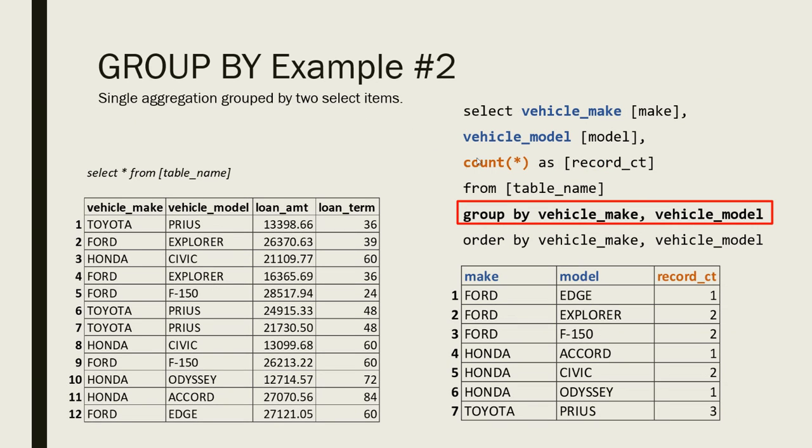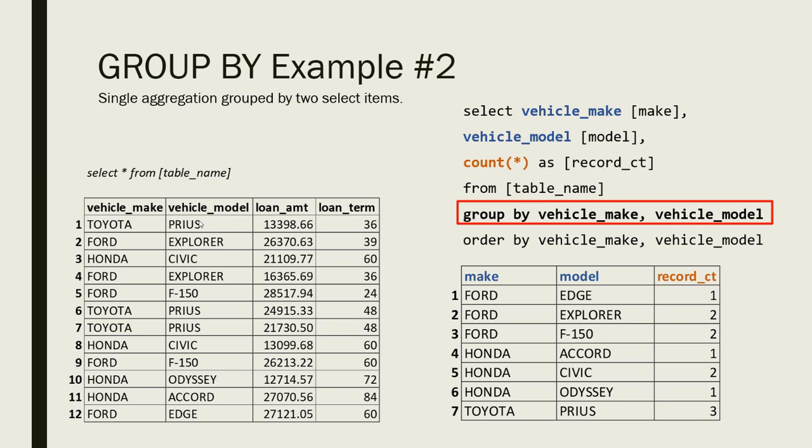Moving on to the next example, same aggregation, count star, so counting the number of records, but ultimately we are grouping across two fields, which both appear in our select list. So we're going to group our counts by these 2 fields. What that means is the number of records displayed in our final output will be the number of unique combinations of values for the vehicle make field and the vehicle model field.